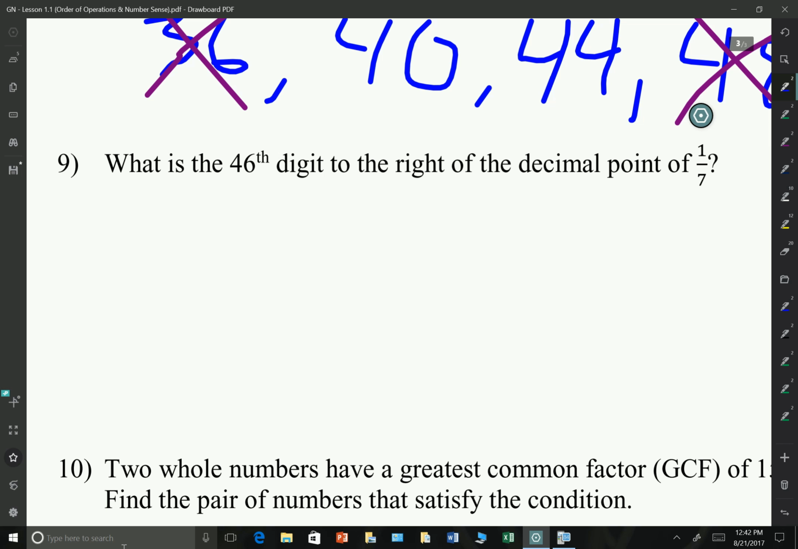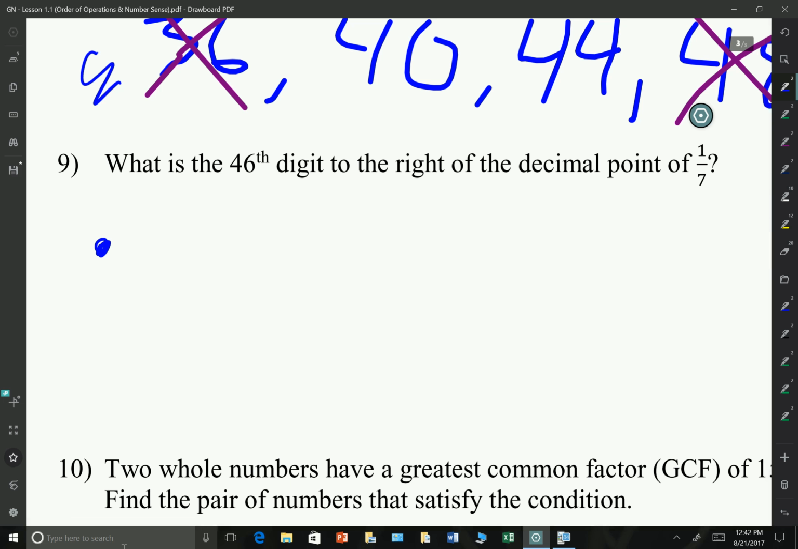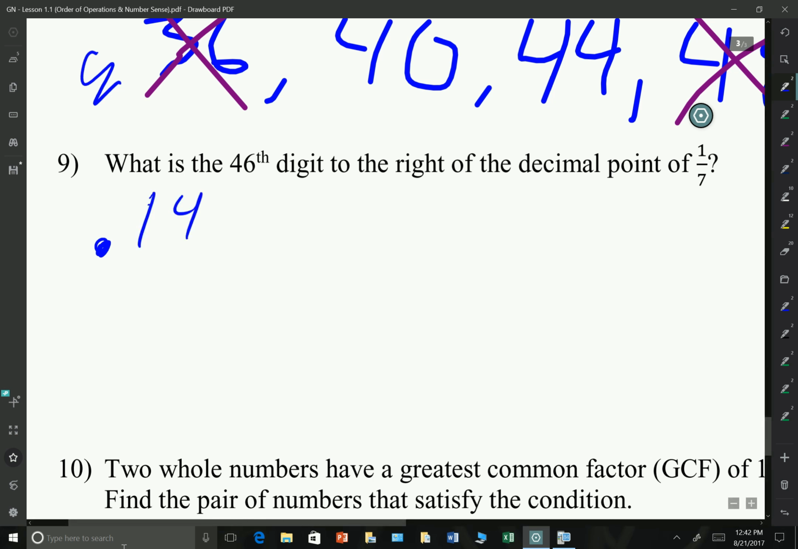46th digit to the right of 1/7. So, what is 1/7 as a decimal? Just type in 1 divided by 7. You want me to list out all the digits? 0.14285714229. 0.14285, 7, 71429.